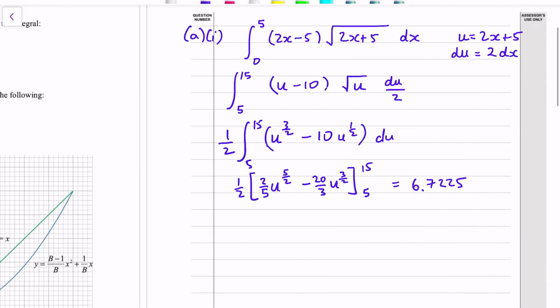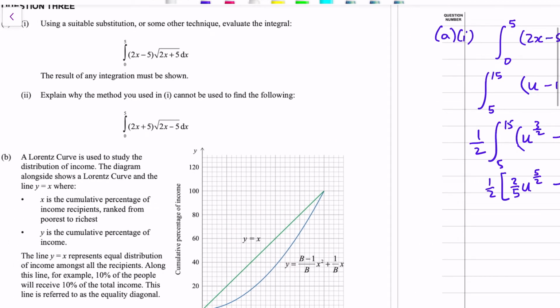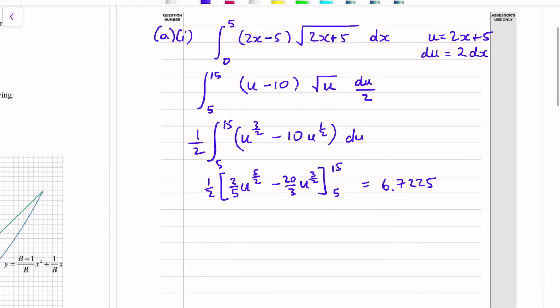Okay, the second question is an interesting one. Why would this method not work if we did this integral here where the only difference is the plus and minus splitting around? So you can actually follow through the process. You could go, alrighty, integral between 0 and 5, 2x plus 5 times root 2x minus 5.